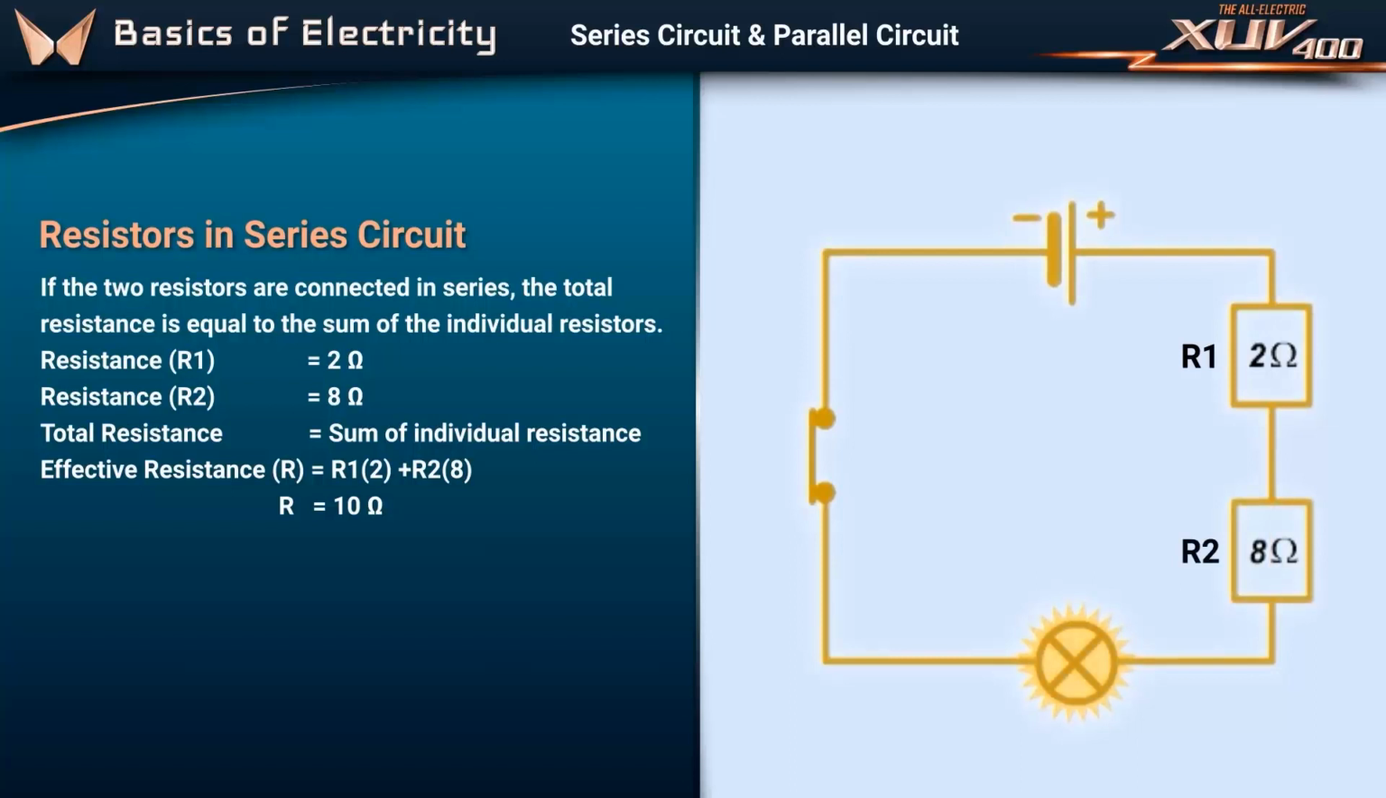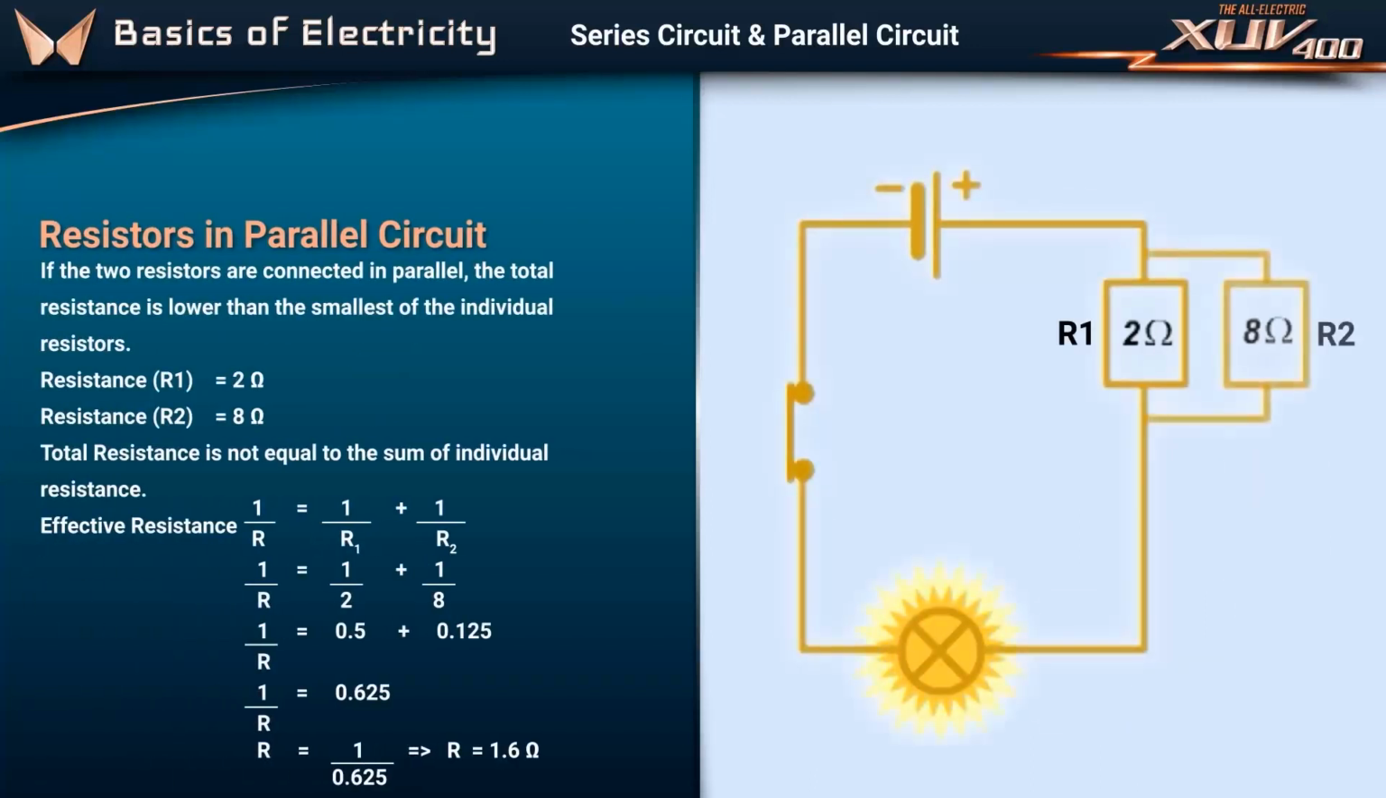Resistors in series circuit. If two resistors are connected in series, the total resistance is equal to the sum of the individual resistors. Resistance R1 is equal to 2 ohms. Resistance R2 is equal to 8 ohms. Total resistance is equal to the sum of individual resistances. Effective resistance R is equal to R1 plus R2, 2 plus 8. R is equal to 10 ohms.